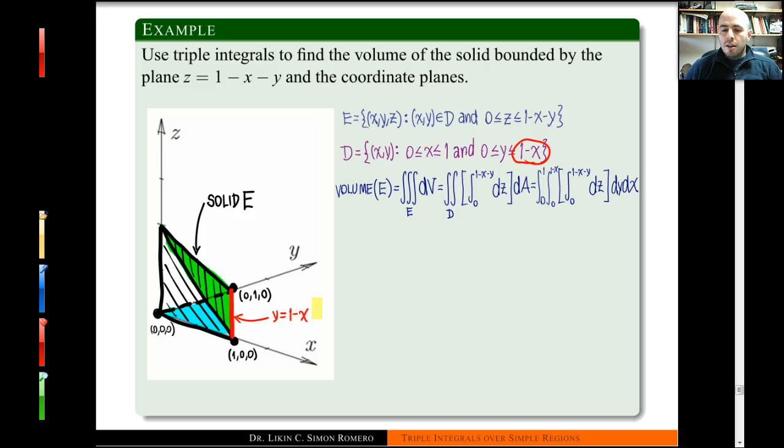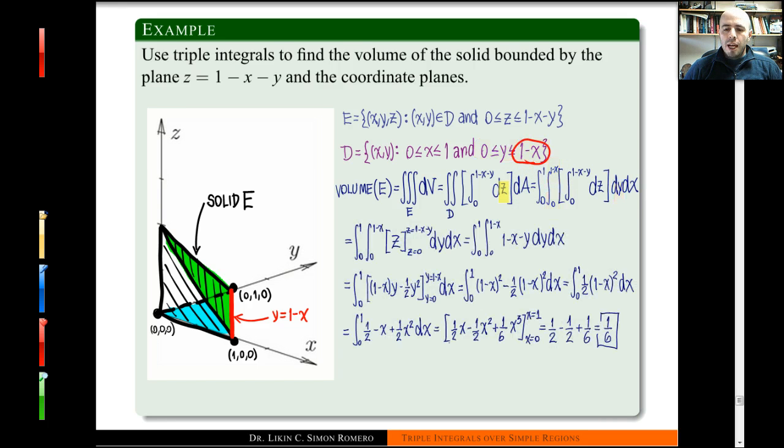Once we have this set up, then the volume is going to be the triple integral of the function 1 over E dV, and that's going to be first integrating with respect to z, that is equal to this, and then we're going to integrate with respect to y. Why? Because y moves between two continuous functions that depend on x, and then with respect to x, because the x is the one that is moving between numbers.